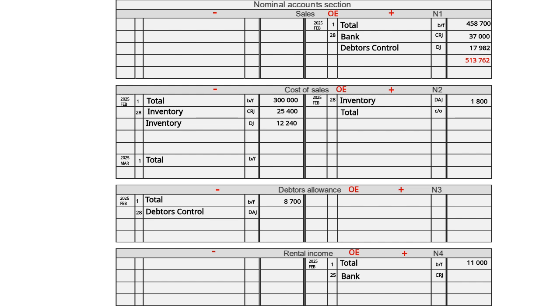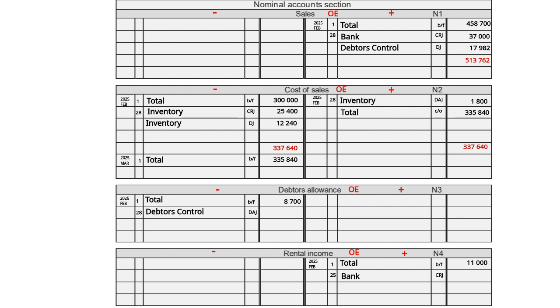So now we've entered all the totals from our journals. So now we simply add up the debit side to give us 337,640. We know the credit side must also equal 337,640. So the difference of 335,840 is our balance or total brought forward for the 1st of March.